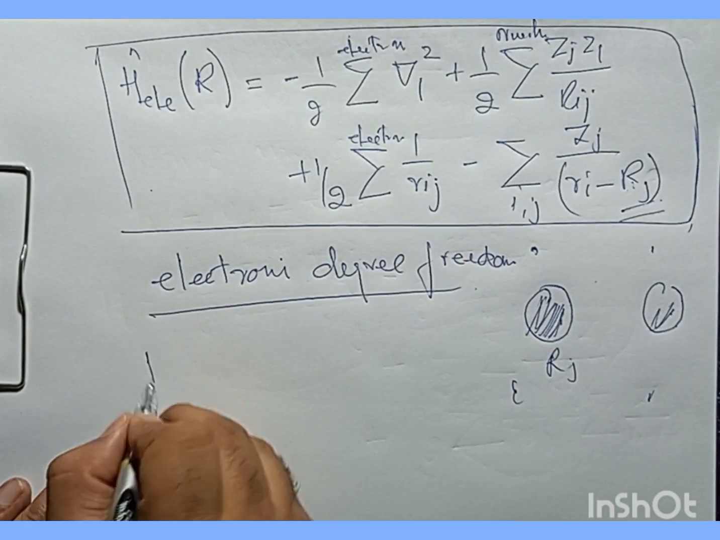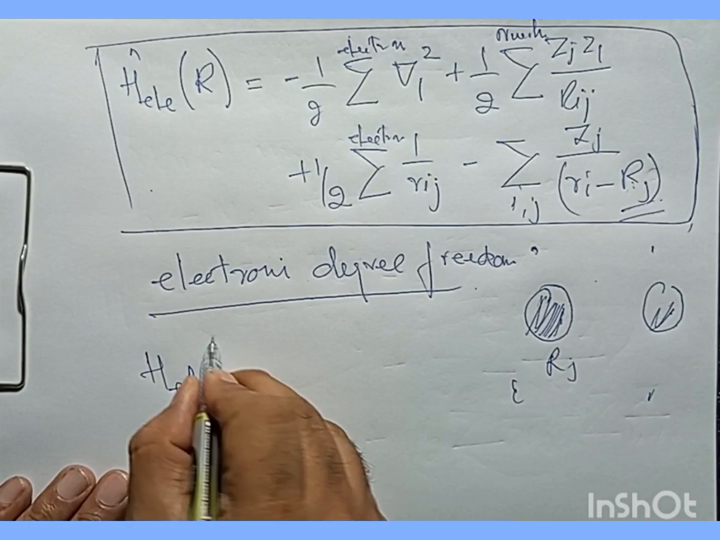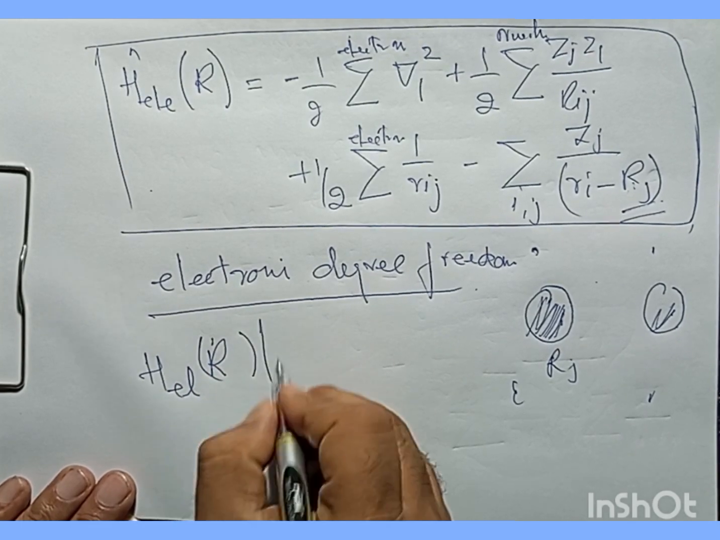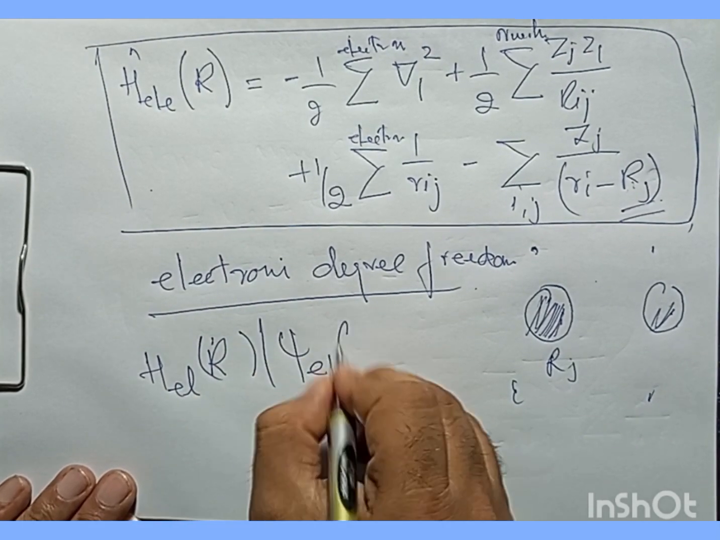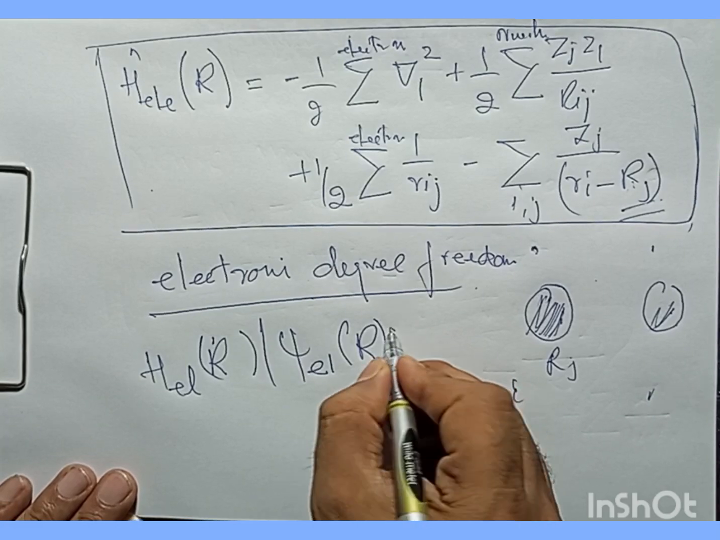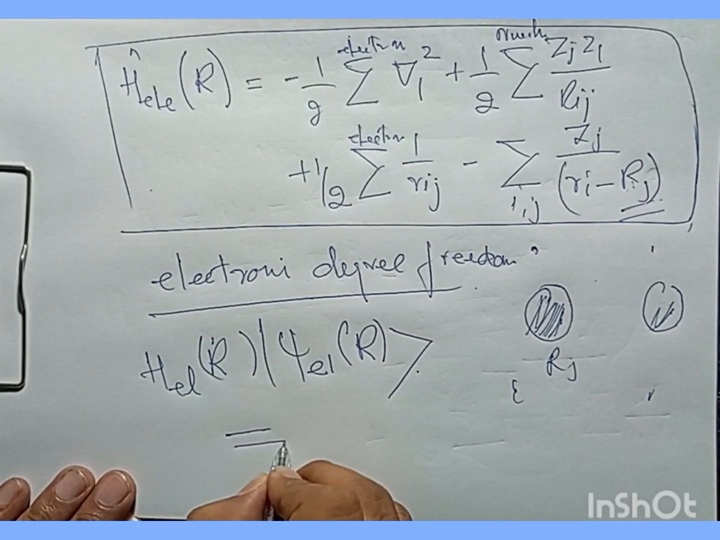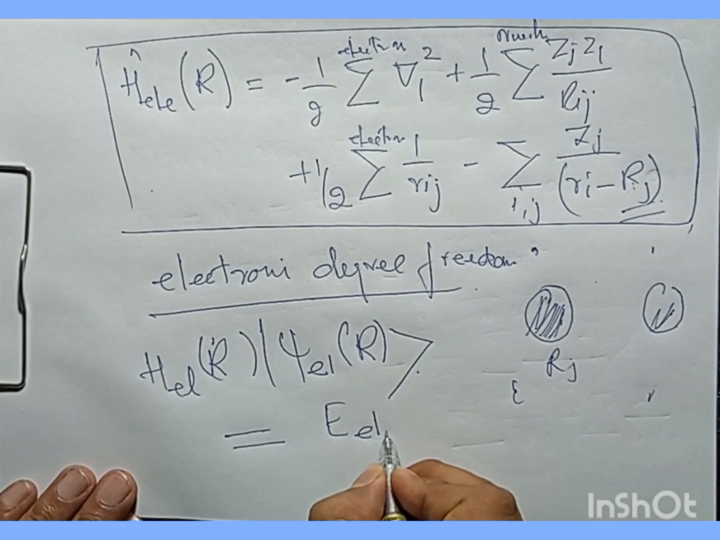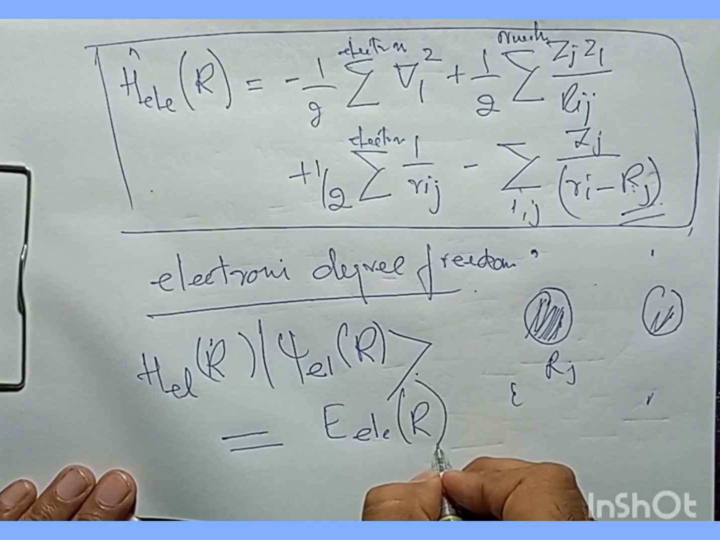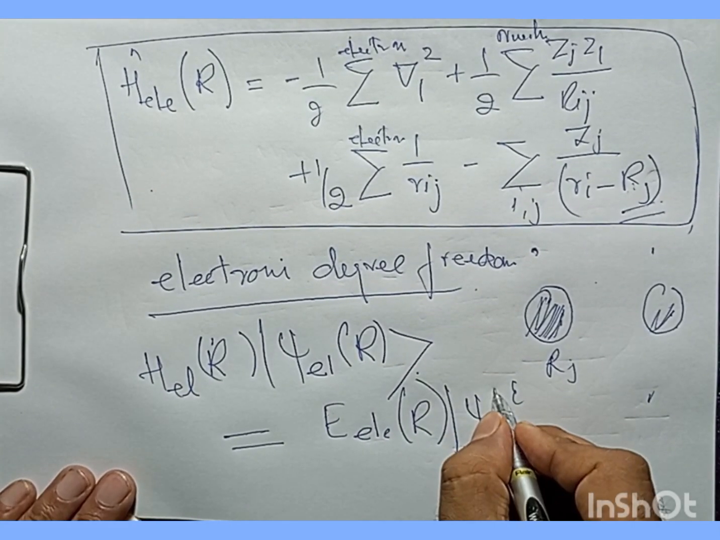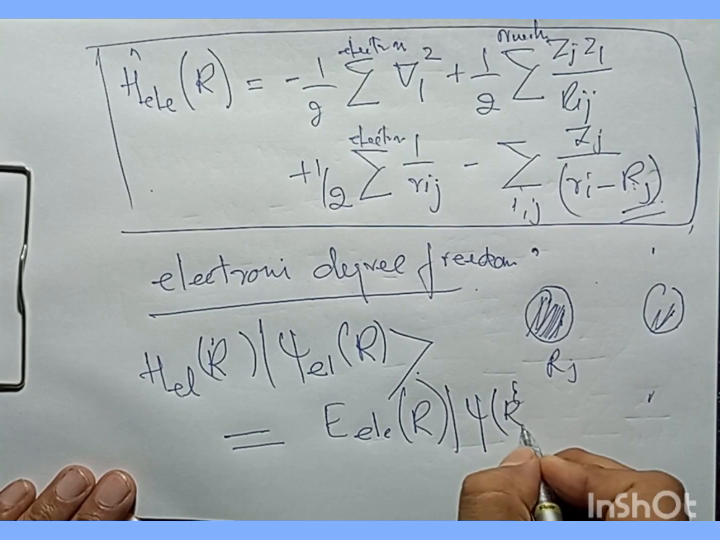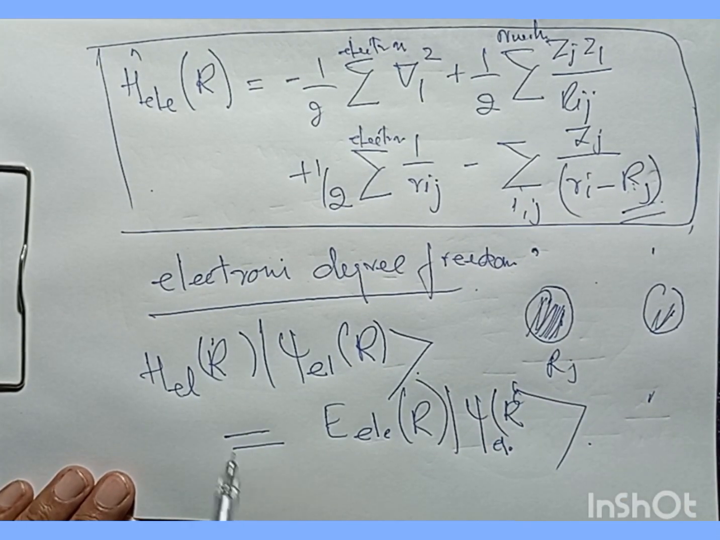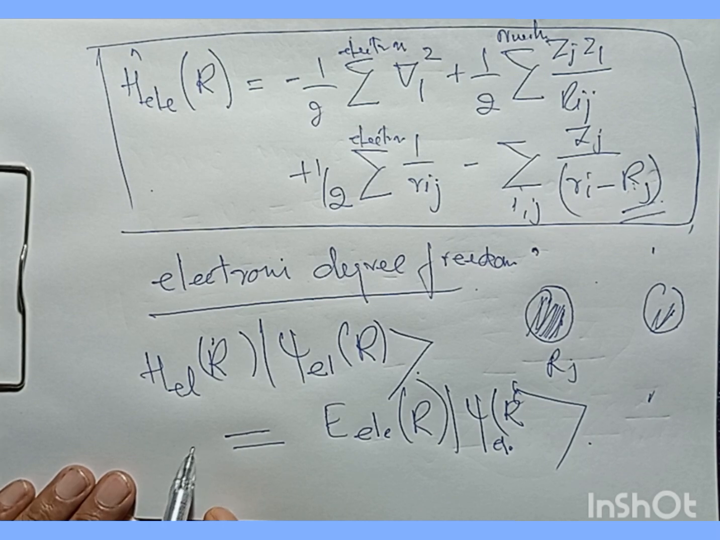So we can think of the Hamiltonian as electronic and put down a state of it as psi electronic. R is fixed, and this state will lead us to the energy eigenvalues for the electronic Hamiltonian as E electronic of R, psi of R. This is the electronic wave function.